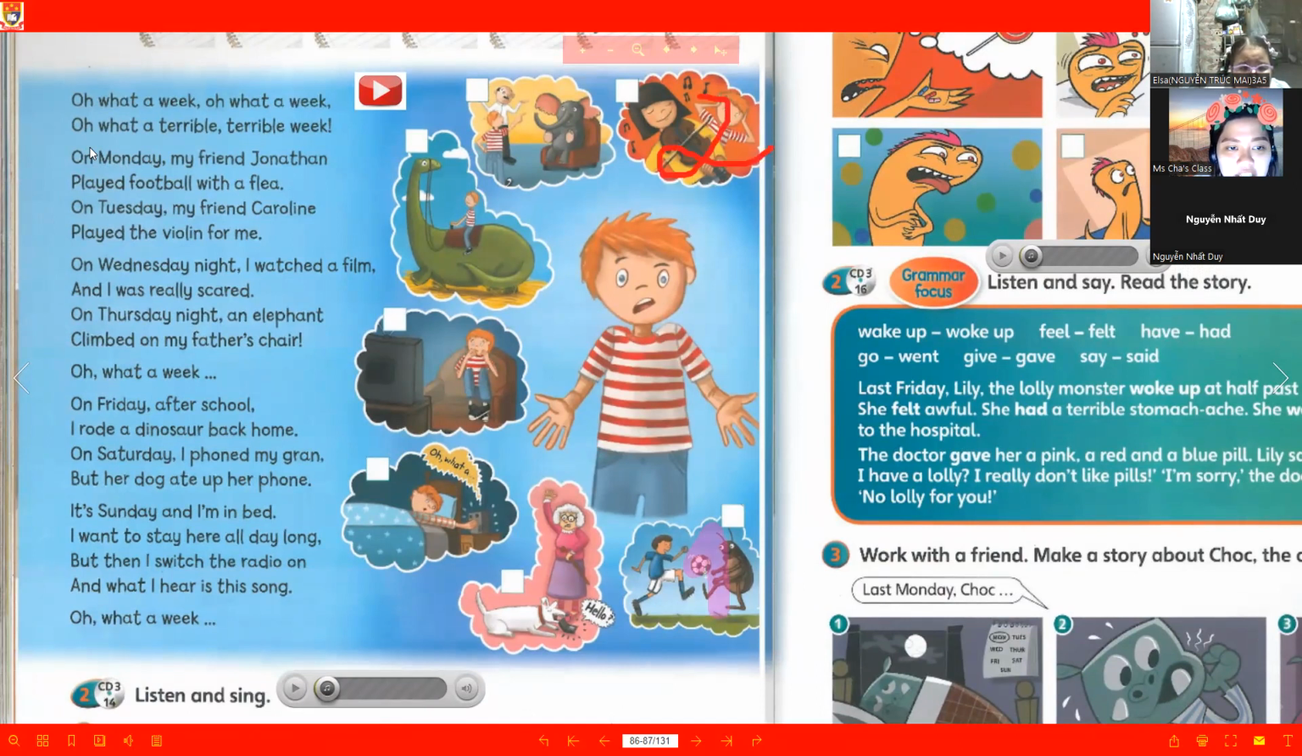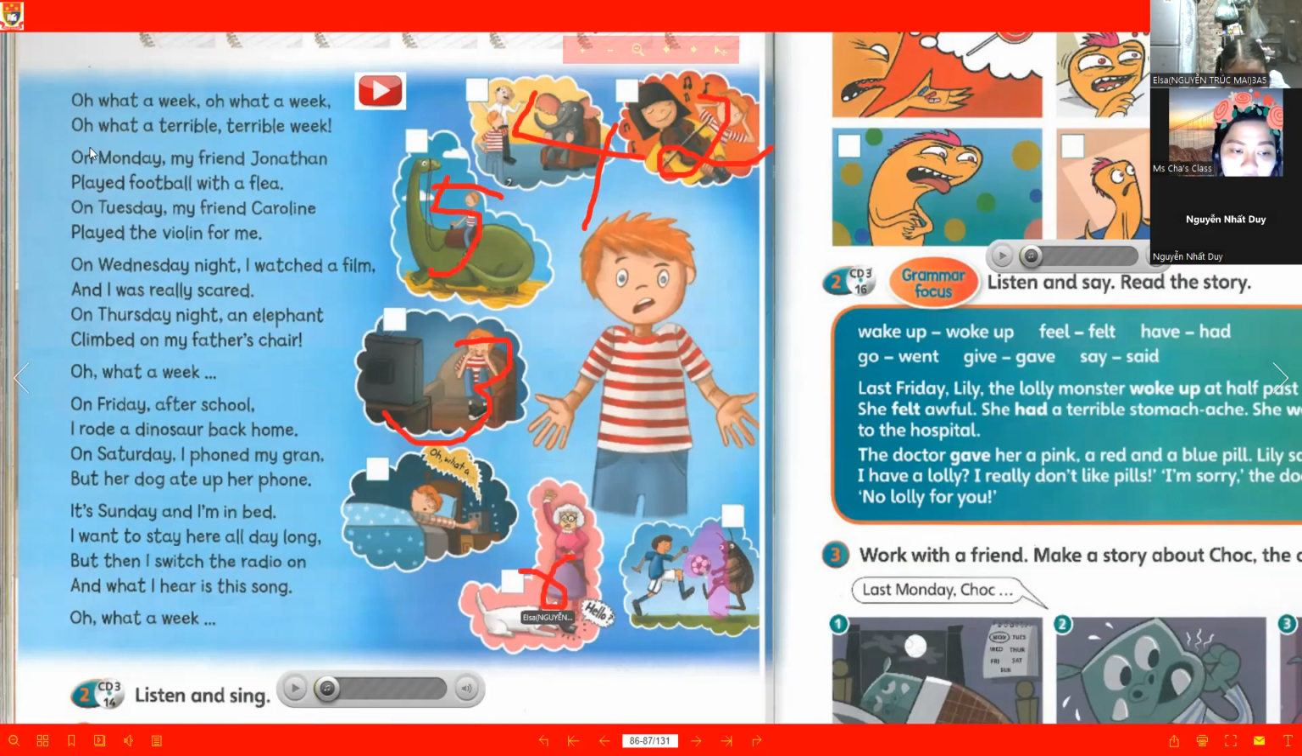On Wednesday night, he watched a film and he was really scared. On Thursday night, an elephant climbed on his father's chair. All right, for the 5th one, on Friday after school, he rode a dinosaur back home.